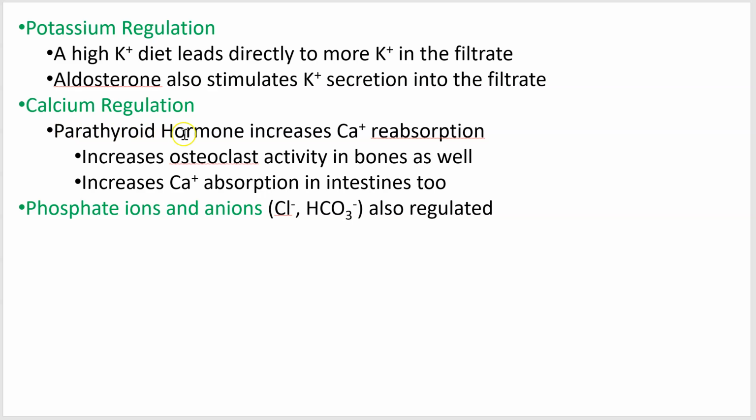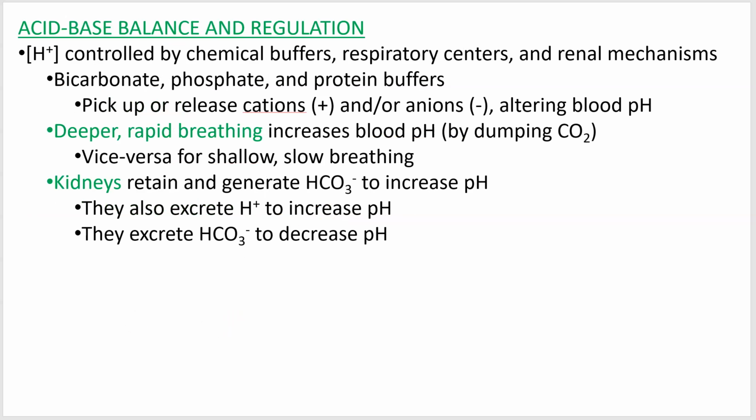So when you secrete parathyroid hormone, you're going to increase osteoclast activity. If you remember what osteoclasts do, that means that they break down bone. It also increases calcium absorption from the intestines. So you're going to pass a certain amount of minerals. You're not going to absorb everything. It's not 100%. But if you're producing parathyroid hormone, you're going to increase the absorption from your food. Lastly, phosphate ions and anions, like these, anions are negative ones, are also regulated, but I don't want to get into it. You're welcome.